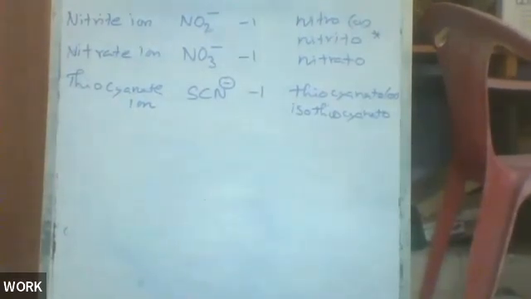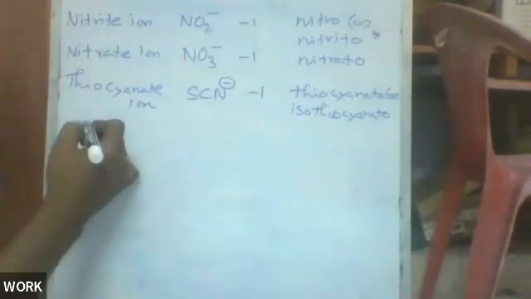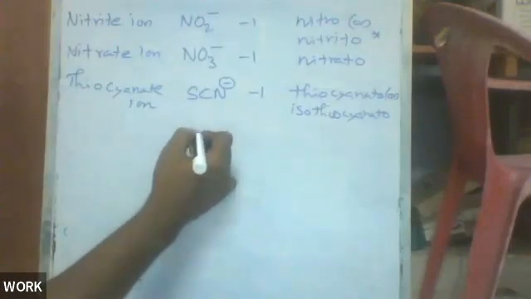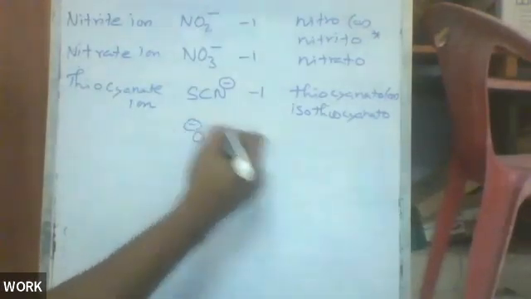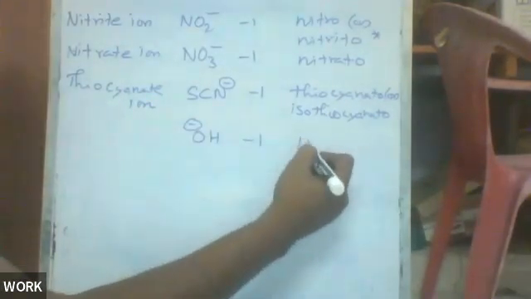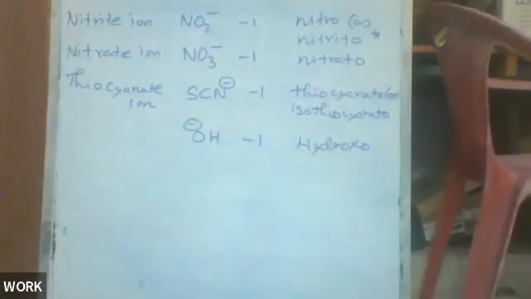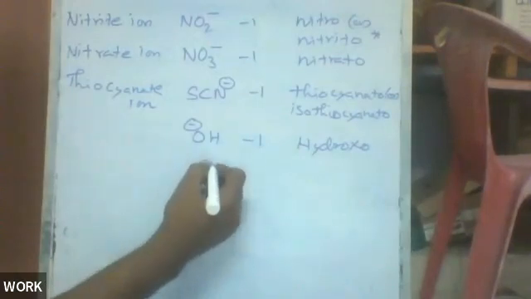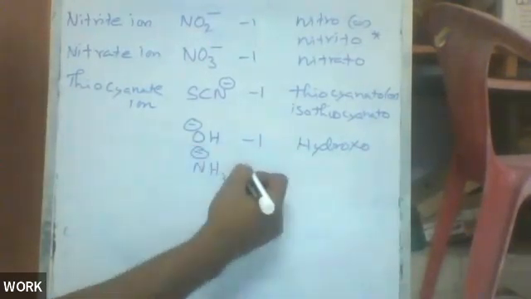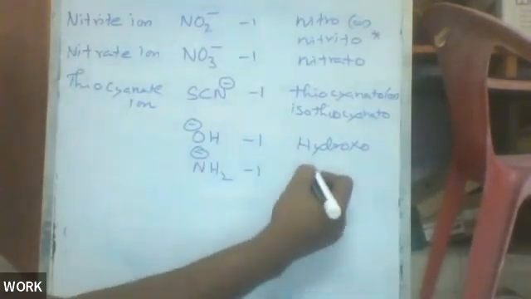So we have almost completed. We still have some things left. Hydroxide ion, OH minus, so -1, the name becomes hydroxo. When oxygen is involved, it means hydroxide. NH2, amide ion, it becomes -1, imido.